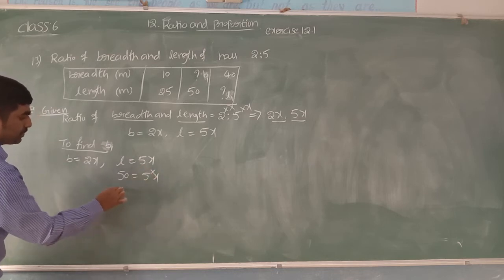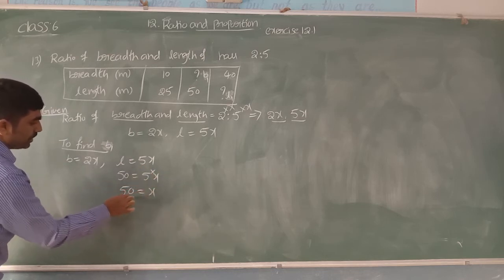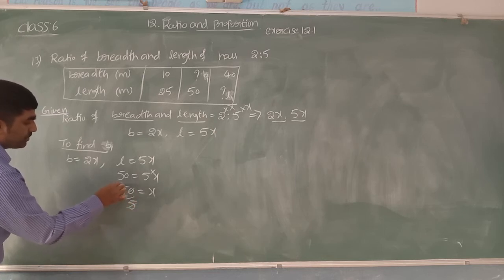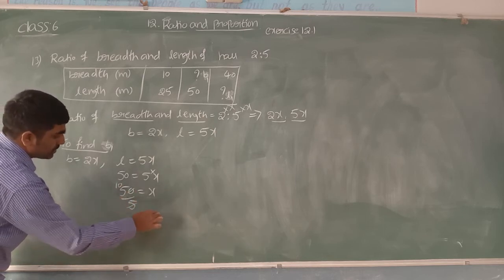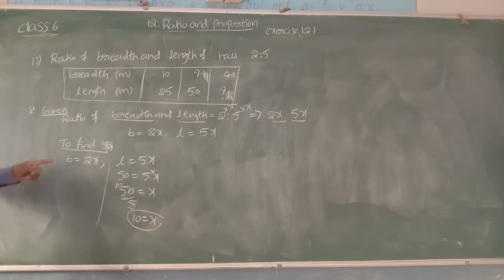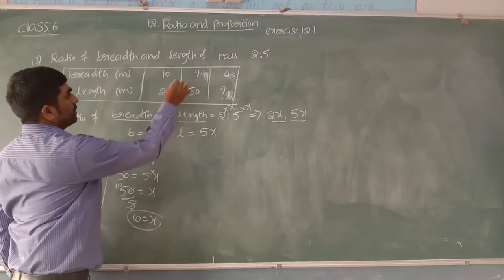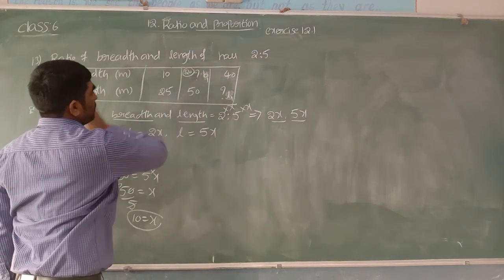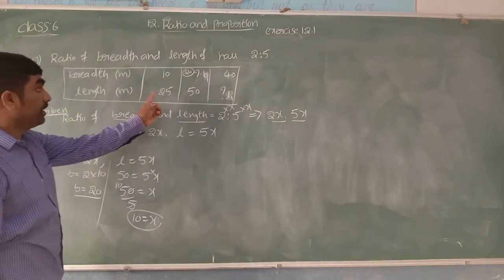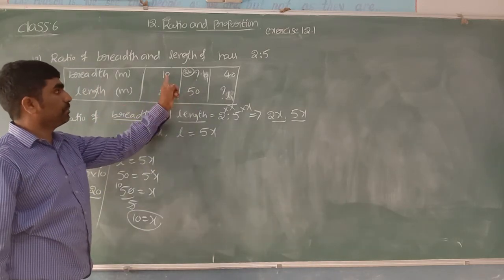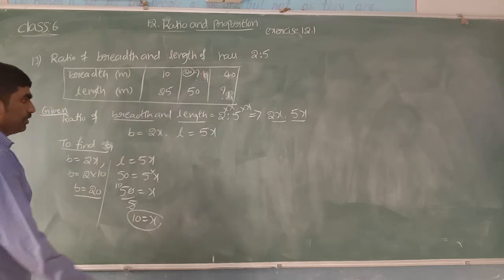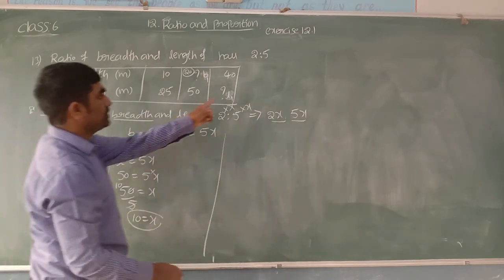Now the 5 can be transposed. 50 is equal to x into 5, transposing by 5: 5 1s are 5, 5 10s are 50, so 10 is equal to x. Now with the help of this, you can find the corresponding breadth. Breadth is equal to 2 into what is the x value? I got 10. So breadth is equal to how much? 20. Breadth is equal to 20. When the length is 50, the breadth is 20. You can see here, length is double, 25 to 50, breadth also double. Now next we try to find this L1.